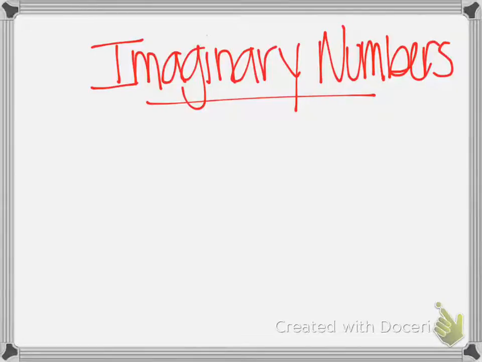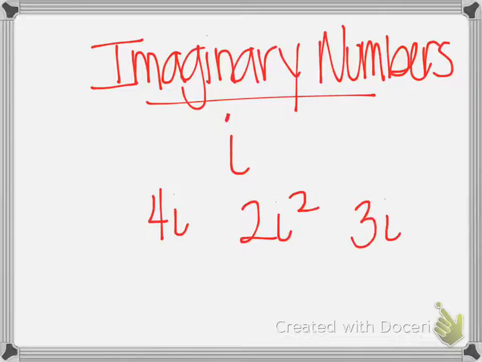Okay, we're going to start this video by talking about what imaginary numbers are. Imaginary numbers are any numbers that have this fancy looking i in them. Examples could be 4i or 2i squared or anything like this, 3i to the fifth. So any expression that has that little fancy i in it is an imaginary number.